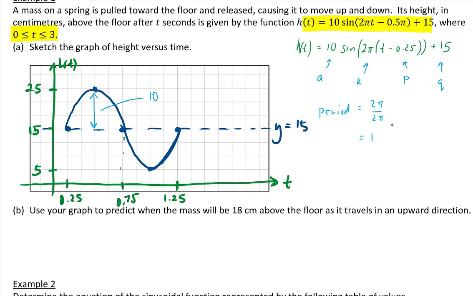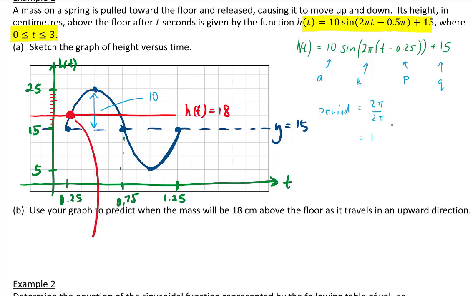Part B says to use your graph to predict when the mass will be 18 centimeters above the floor as it travels in an upward direction. So let's draw a line at 18. So if this is 15, this would be 20. So, 16, 17, 18, 19, 20, 21, 22, 23, 24, 25. So 18 is approximately here. There is h of t equals 18. And it says in an upward direction. So that would be the first point we see here.